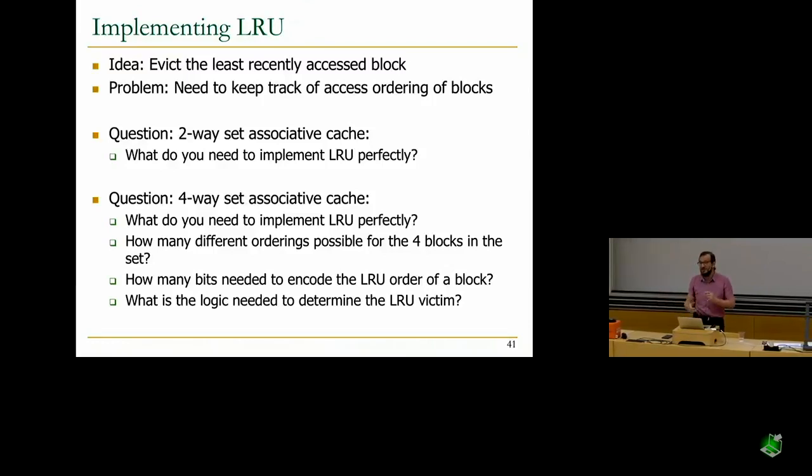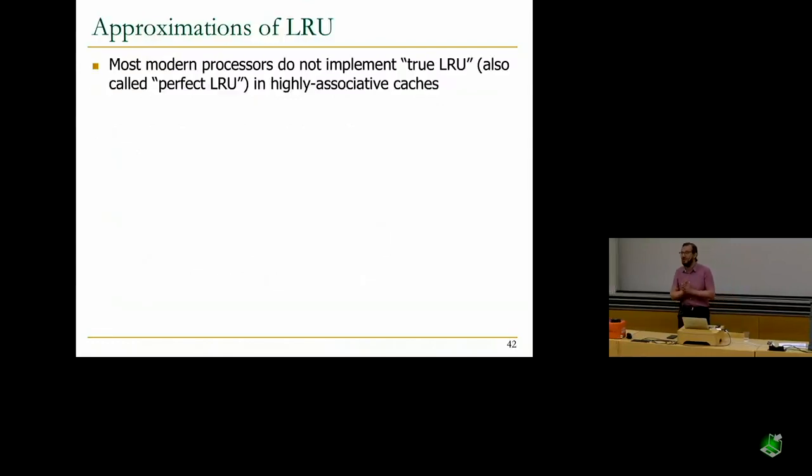But your logic becomes more complex. So in general, most modern processors don't implement true LRU because of this reason, because this is complex. If you go to 8-way, it's 8 factorial. If you go to 16-way, it's 16 factorial. If you go to 32-way, it's 32 factorial. And these are huge numbers, as you can see.